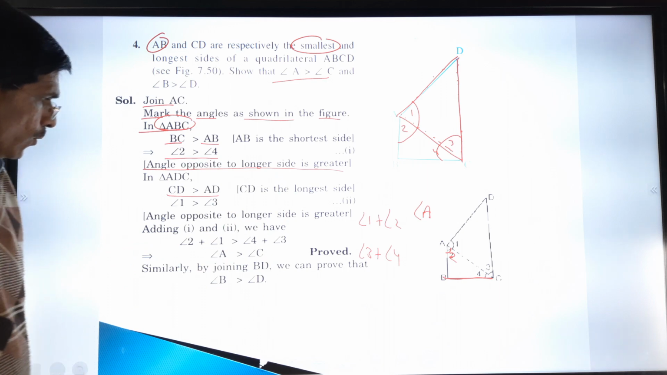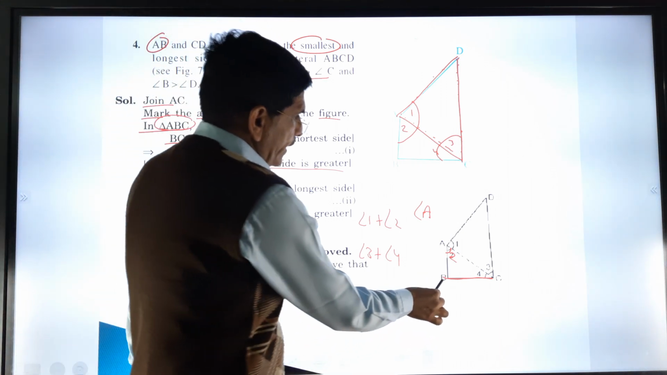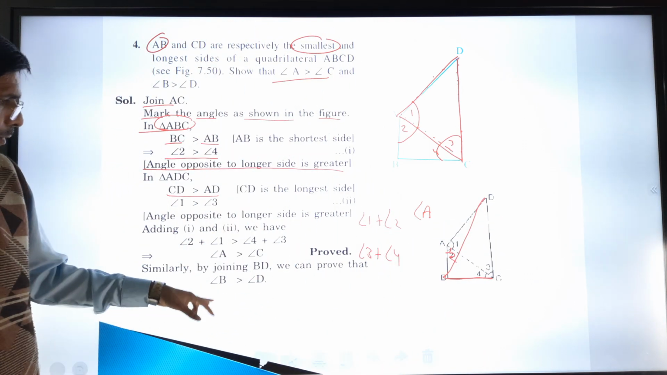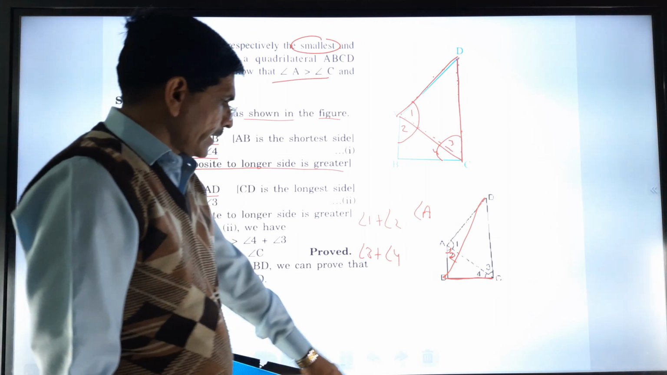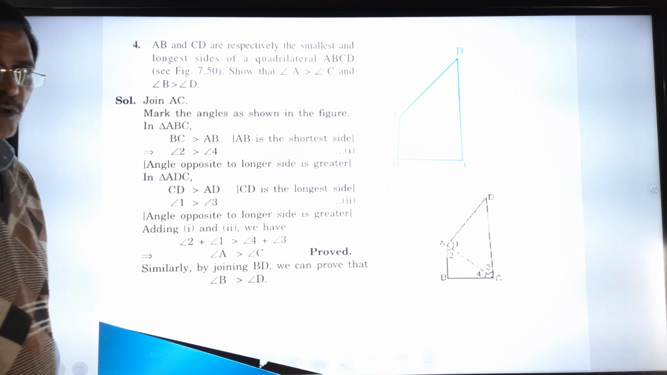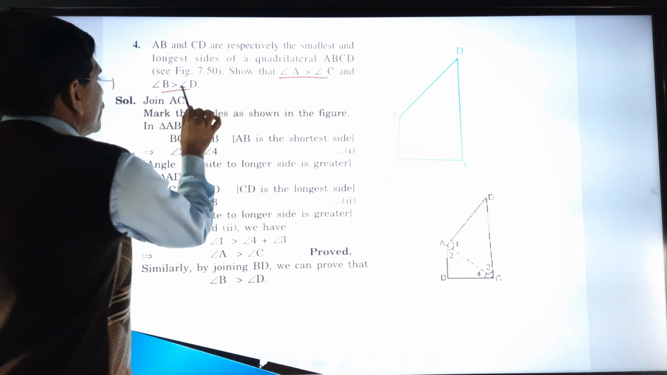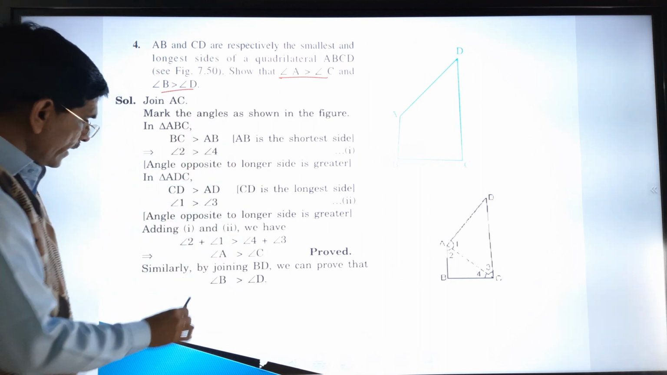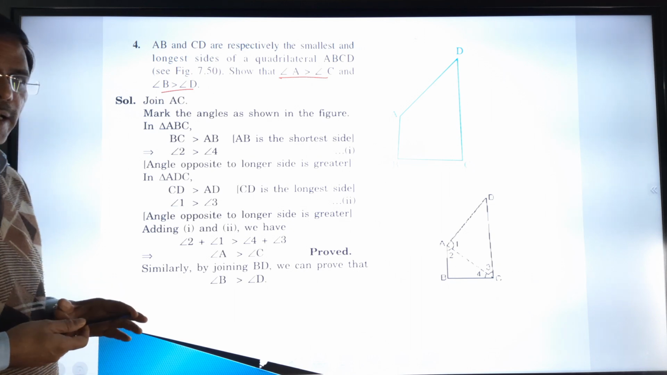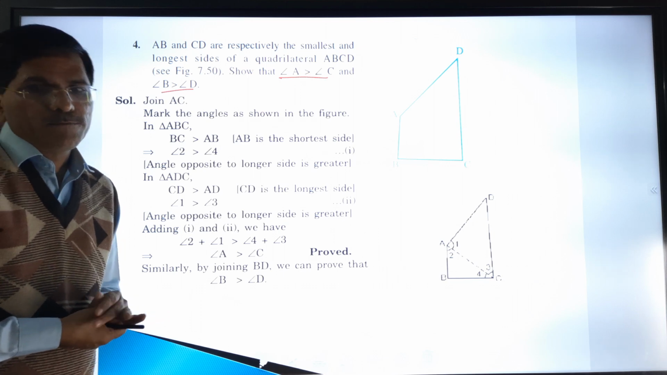In the same way we can prove it similarly by joining BD. If I join BD, then again we prove it the same way, and we can prove that angle B is greater than angle D. So two proofs are shown here, only one we have to prove. Another you can write similarly by joining BD.